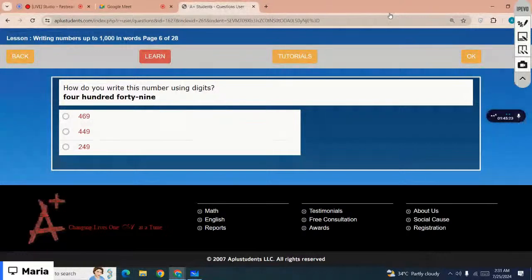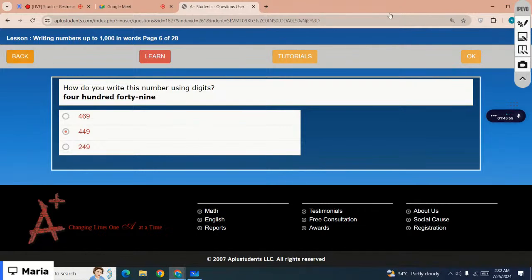How do you write this number using digits? 449, which is the correct option? Option number two is the correct option.